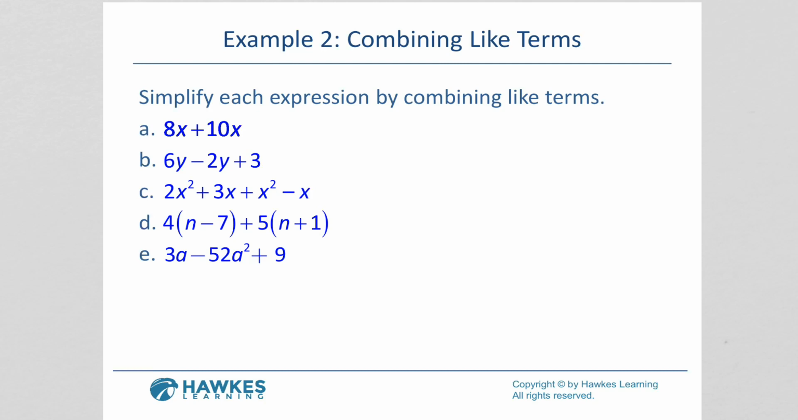Example 2, combining like terms. Simplify each expression by combining like terms. A is 8x plus 10x. B is 6y minus 2y plus 3. C is 2x squared plus 3x plus x squared minus x. D is 4 times the quantity n minus 7 plus 5 times the quantity n plus 1. E is 3a minus 5, 2a squared plus 9.